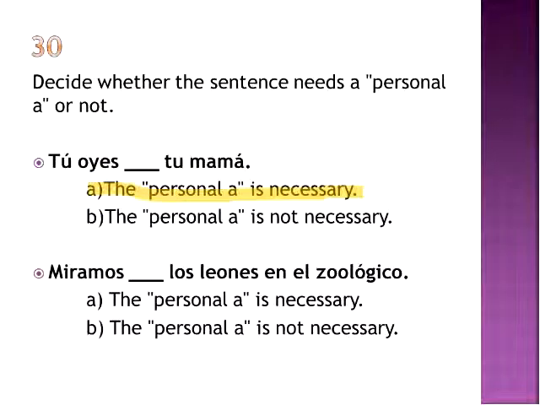On the next one, miramos los leones en el zoológico. We see the lions in the zoo. The lions are a group of animals. I don't know any of them personally, so I don't need the personal A. You would just see, oh my goodness.